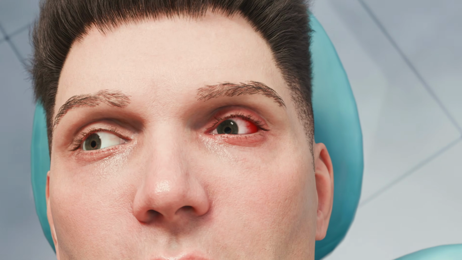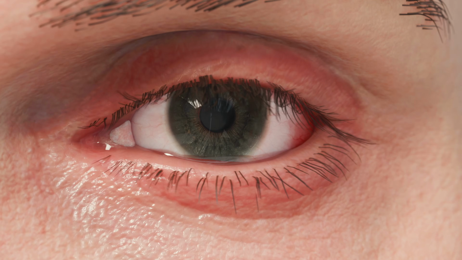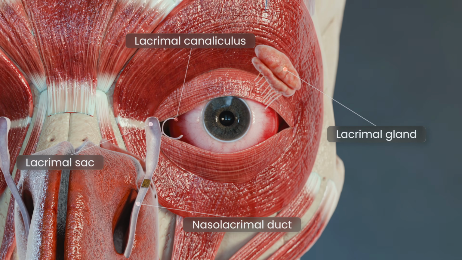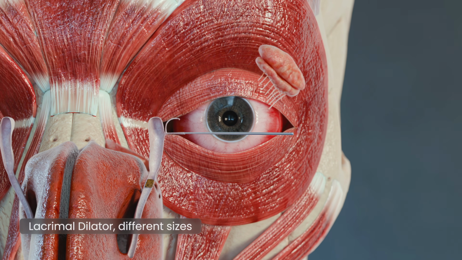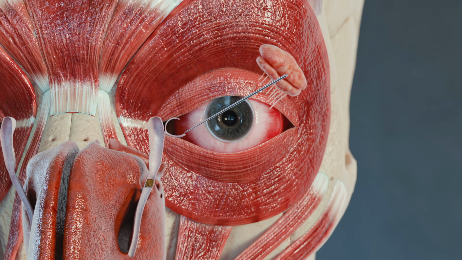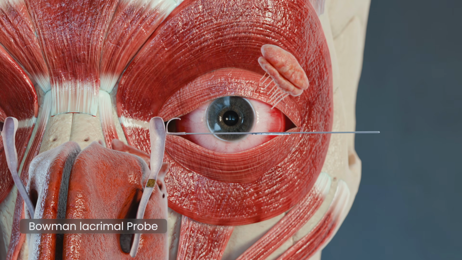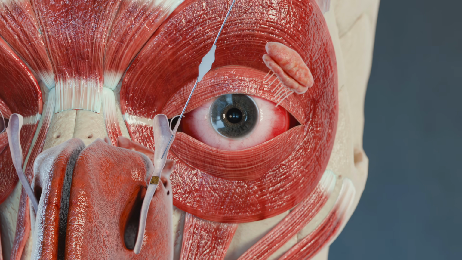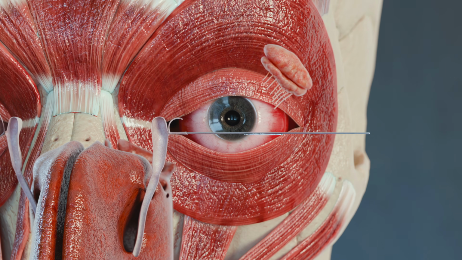normal tear outflow. The patient is positioned lying down or semi-reclined, with the head slightly tilted back. Local anesthesia is performed. To dilate the lacrimal punctum, a cone-shaped lacrimal dilator of appropriate size is gently inserted into the lower punctum without excessive force.